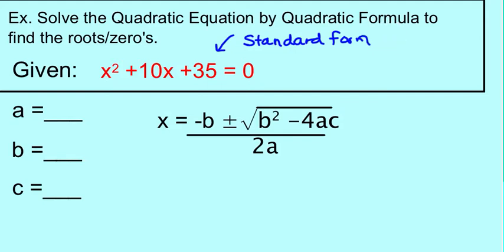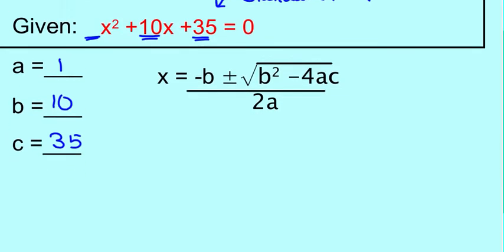We're going to identify the A, B, and C. So here's our A, which is 1. Here's our B, which is 10. Here's our C, which is 35. And we're going to plug it into the quadratic formula. Remember, you should memorize this quadratic formula.